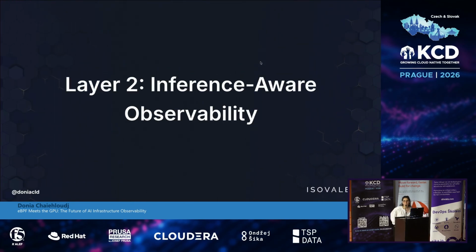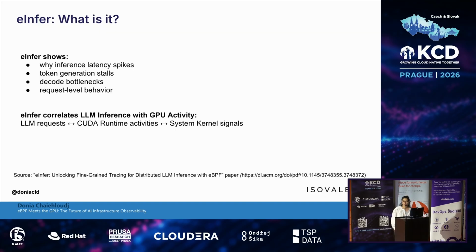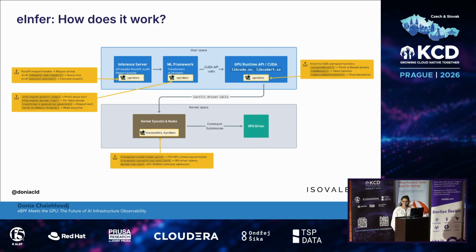And we're going to talk about layer 2, about inference. I want to present to you today eInfer, which is a tool that is correlating LLM inference with GPU activity. So again, we have this diagram. We have an inference server here, and we have uprobes at this level.